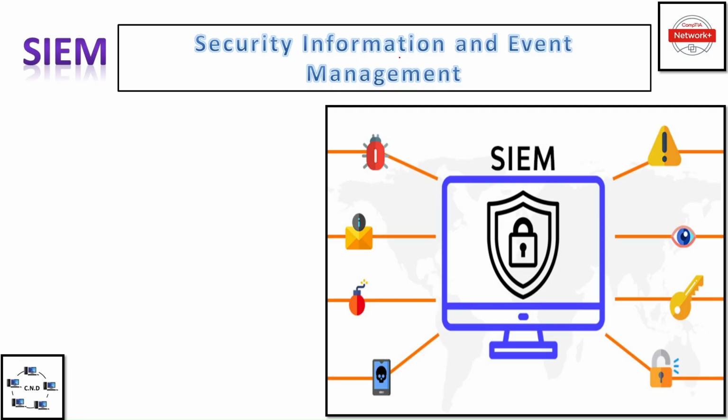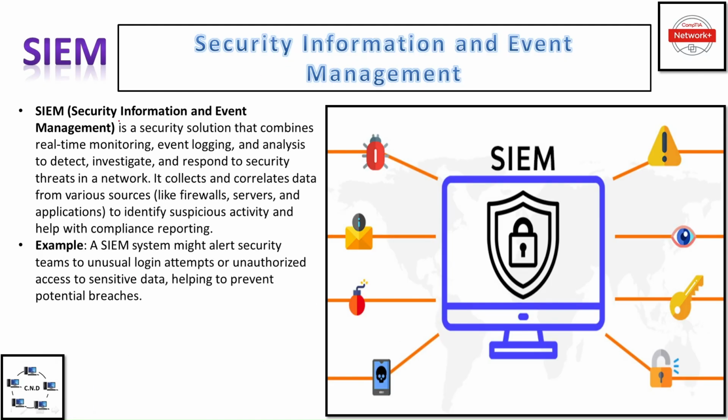SIEM, that is Security Information and Event Management. So SIEM or Security Information and Event Management is a security solution that combines real-time monitoring, event logging, and analysis to detect, investigate, and respond to security threats in a network. It collects and correlates data from various sources like firewalls, servers, and applications to identify suspicious activity and help with compliance reporting. For example, a SIEM system might alert the security team to unusual login attempts or unauthorized access to sensitive data, helping to prevent potential breaches.